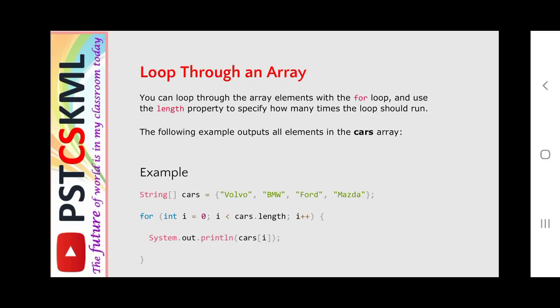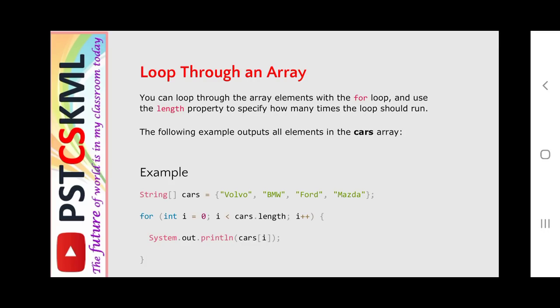Loop through an array. You can loop through the array elements with the for loop and use the length property to specify how many times the loop should run. The following example outputs all the elements in the cars array. For example, String cars Volvo, BMW, Ford, Mazda. We use the for control structure. Okay, easy to write. So we write int i equals 0, which means my index starts with 0, until i is less than cars.length, that is less than 4, because there are 4 values inside the array, i plus plus. So each time I enter the control structure or my loop, the increment will happen.